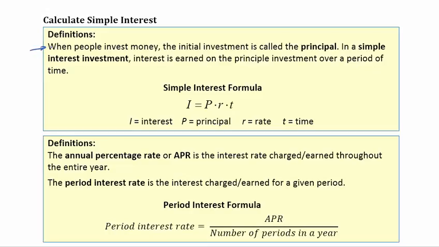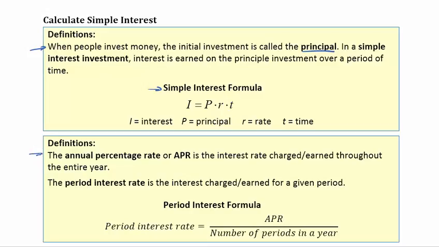So when people invest money, the initial investment is called the principal. And in a simple interest investment, interest is earned on only the principal investment over a period of time. So here's our formula for simple interest. I is the interest earned, P is the principal, the initial investment, R is the interest rate, and T is the time.